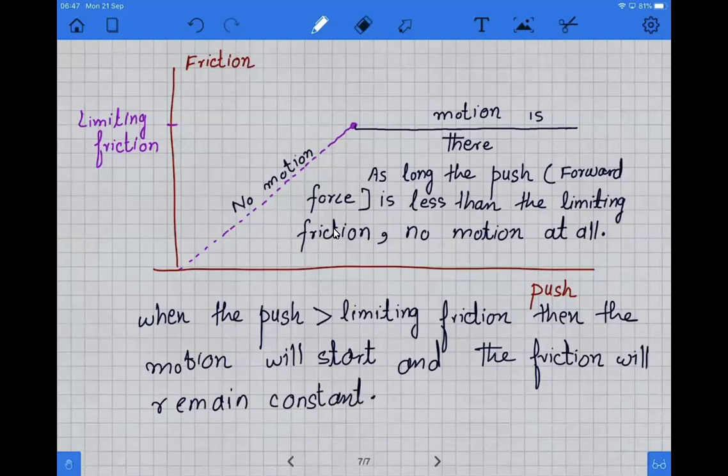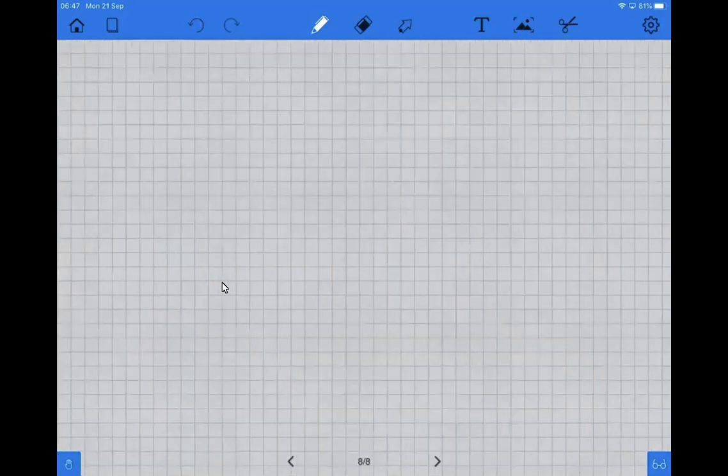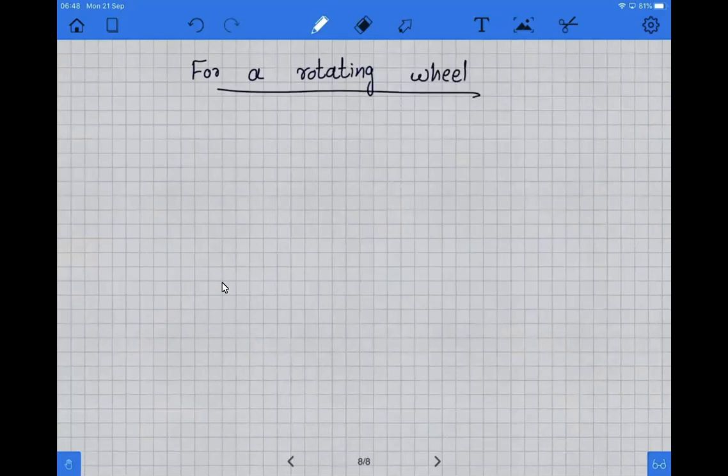Same principles apply to rolling friction. For example, if a wheel is rotating, then for rotating wheels, the rules for friction are the same, yet the friction is called the rolling friction. And the direction of the rolling friction is a bit of a concern to be understood.